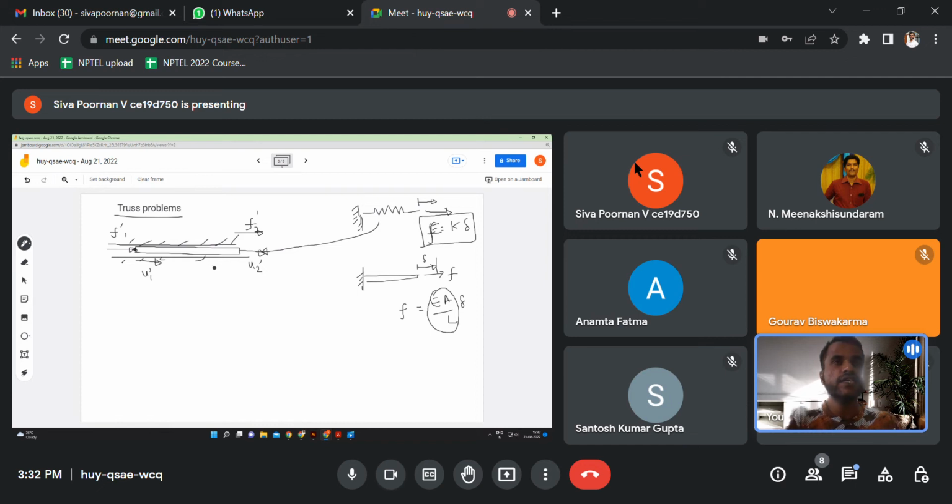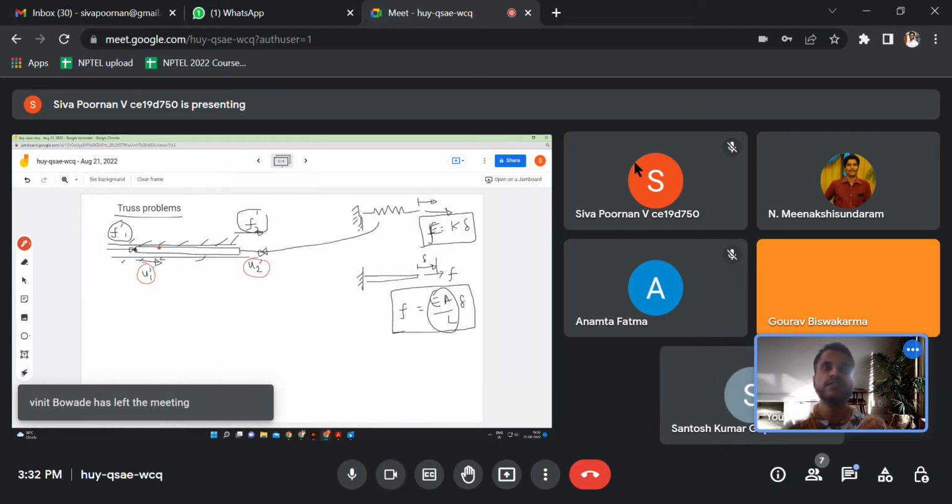Now can you say how these forces are related to these displacements? Here we were able to easily relate it: F equal to EA by L times delta, where only one displacement is possible. Now if you have both the displacements possible at the two ends of the bar, then how do we relate these two forces to these two displacements? Can someone help me in doing that?